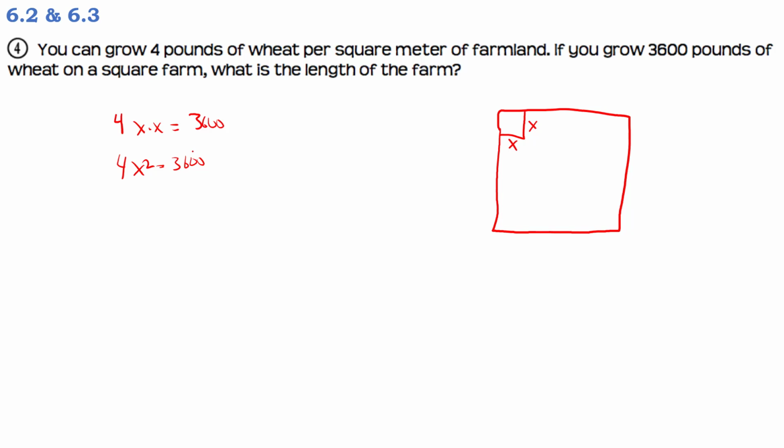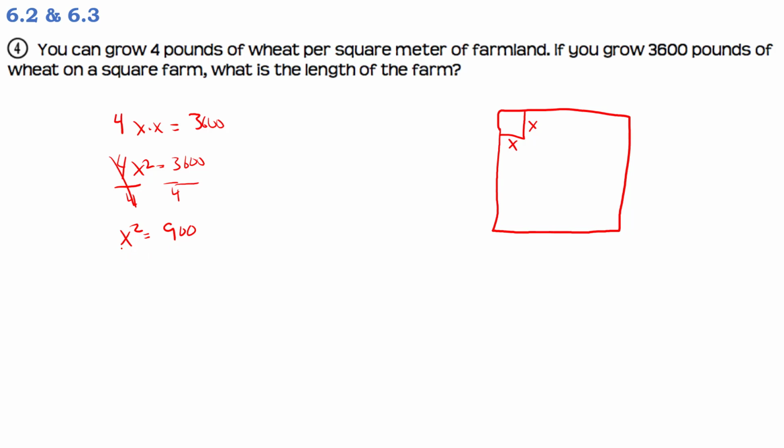Now we just do a little math to solve for x. We're going to divide by 4 on both sides. The 4's cancel on the left, leaving us with x squared, and that leaves us with 900. 36 divided by 4 is 9, and with the couple of zeros, 900.